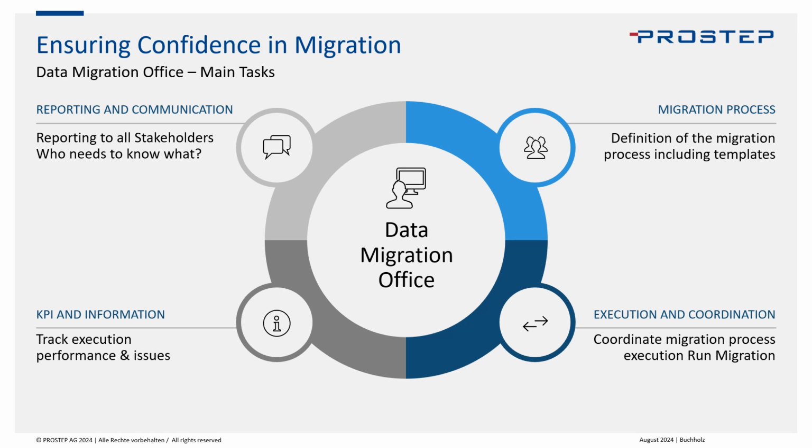On the lower right, you will find execution and coordination. So when you're going into the actual migration, whether it's a rehearsal migration or whether it is a productive migration, these migrations need to be executed and coordinated by the data migration office. That doesn't mean that the data migration office really performs all button presses and things like that. No, it just needs to be aware of who needs to do the next thing in the migration pipeline to ensure that the migration pipeline runs smoothly through the whole execution process.